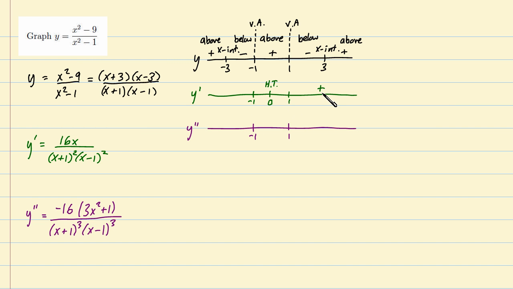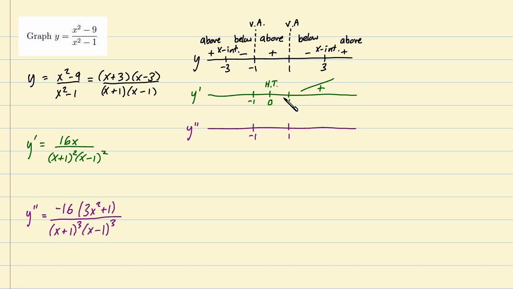Now, what's the graphical interpretation of that? If y prime is positive, then our function must be increasing. Again, think about the slope of the tangent line. Positive slopes are increasing slopes. Okay, so we can indicate that perhaps with a little line like that.